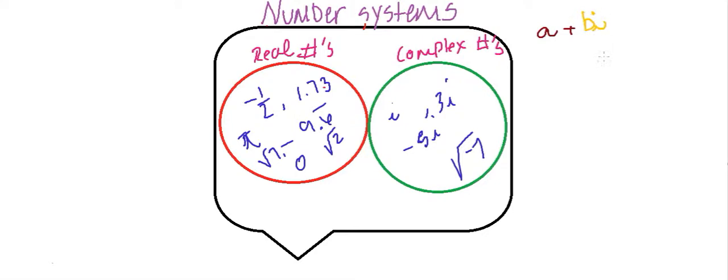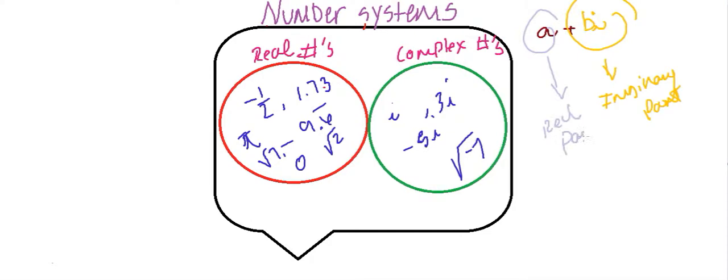okay? This whole thing here is what we call the imaginary part. And this thing here is what we call the real part. So a stands for a real number. b is also a real number, but is multiplied times i, which is imaginary. So we call this entire term the imaginary part.